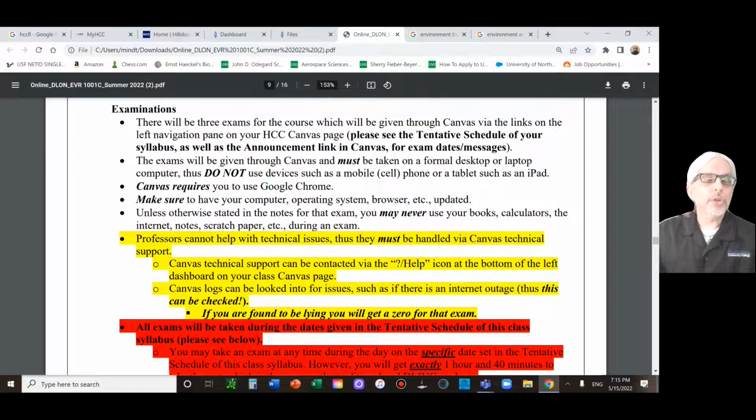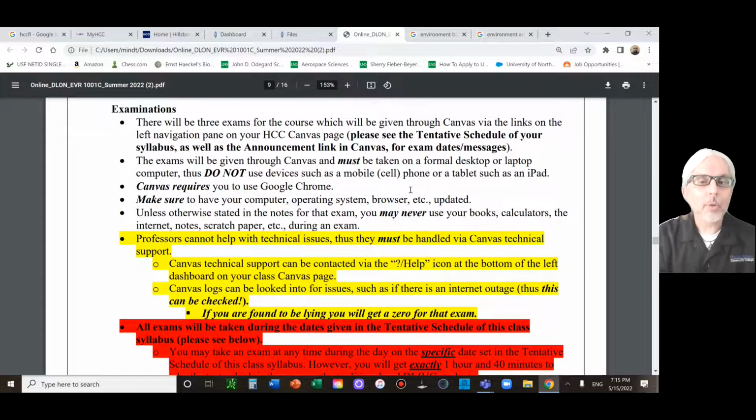Examinations, right. So you do have 3 exams in this course. I'll show you when they are when we get to the tentative schedule. We're almost there. They will be given through Canvas, and you have to take it on a formal desktop or laptop. Unbeknownst to me and everybody, we learn this as we go. You can't do it on an iPad. You can't do it on a cell phone. You can't say, well, I can bring up Canvas on my phone, why can't I take it there?